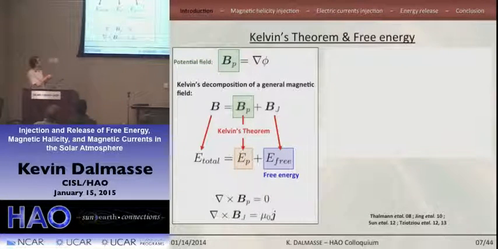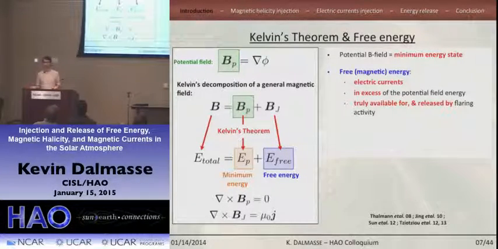And so, as I said, the potential field is invariant during a flare, and so is its magnetic energy. So this equation is telling us two things. First, the potential field defines a minimum of magnetic energy, because energy is by definition a positive quantity. And two, free energy is the only component that can be released during a flare. So free energy is the source of magnetic energy that powers solar flares and coronal mass ejections.